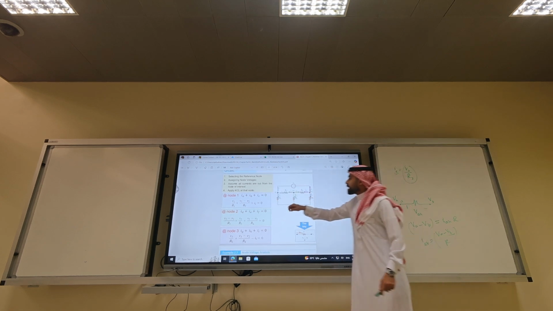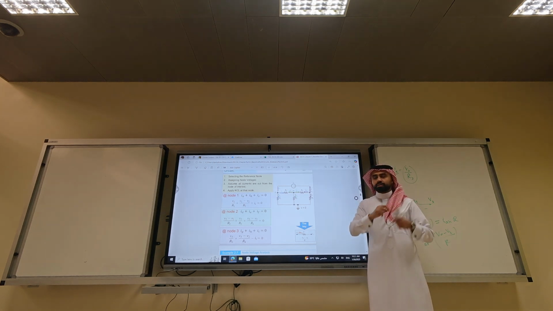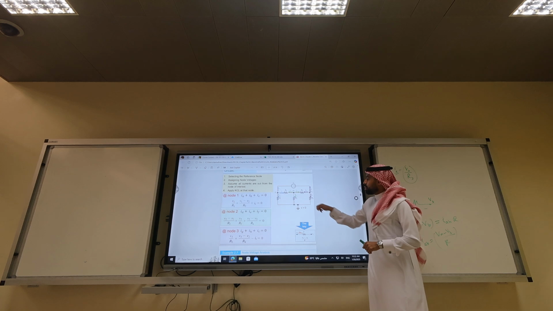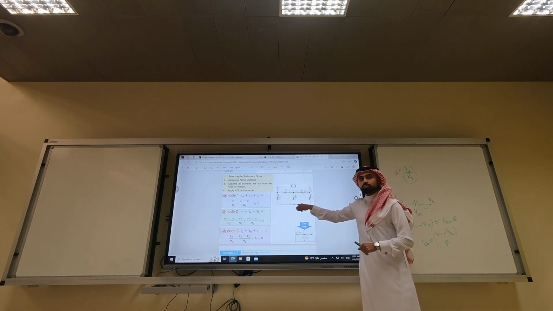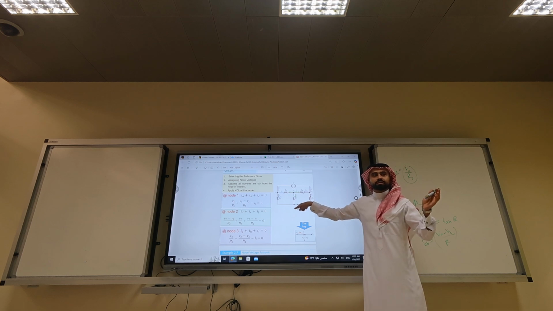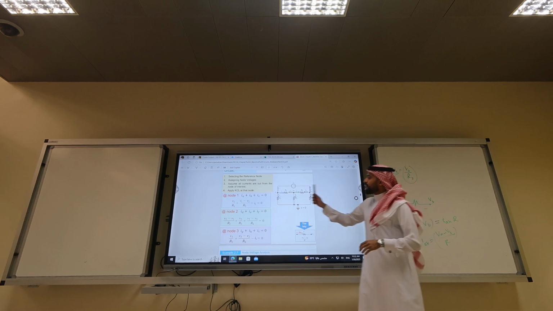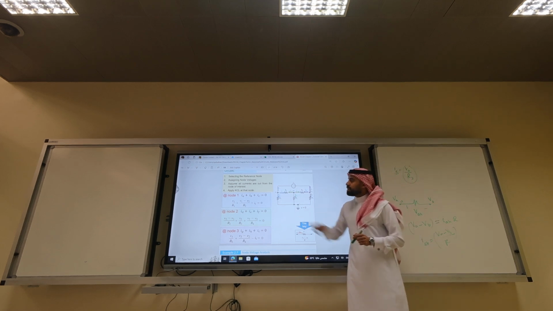Step number 0: assign node voltages. How many nodes do we have? What is the definition of a node? Where 2 or more elements are connected. Here we have a node. When we say it's the ground, we don't count it, because we know the voltage here is 0. So we have 1, 2, 3. So you do KCL at node 1. In equals out.